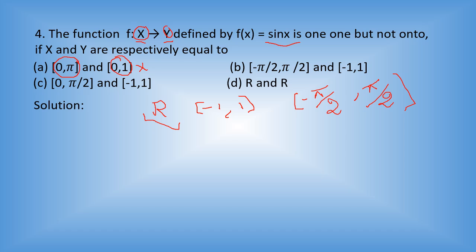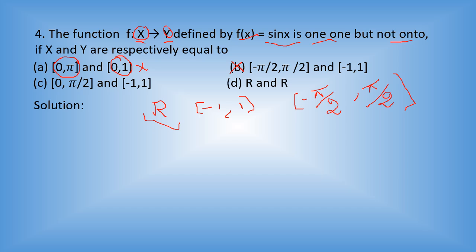Next, we move to the second option. Minus pi by 2 to plus pi by 2, and the set Y is the closed interval minus 1 comma 1. Just now we explained here that this is both one-one and onto. We have to find X and Y such that the sine function is one-one but not onto. So this is not the answer.